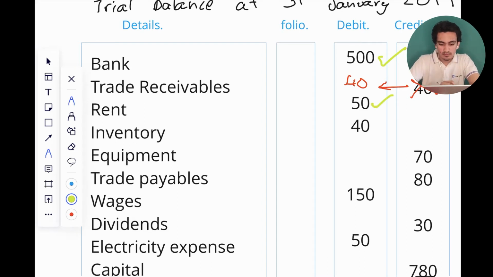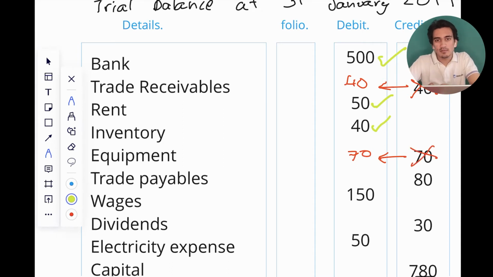Then we have inventory. Inventory is an asset. That's why it should be on the debit side. So that is correct. Equipment is also an asset, so it should be on the debit side, but it is not. So let's put it on the debit side. $70 debited and this slashed out.